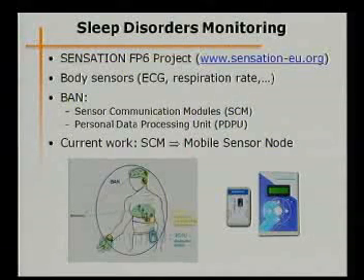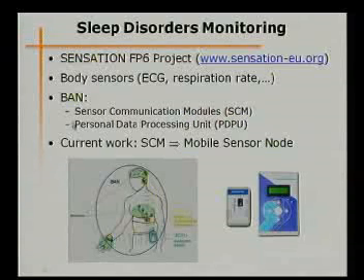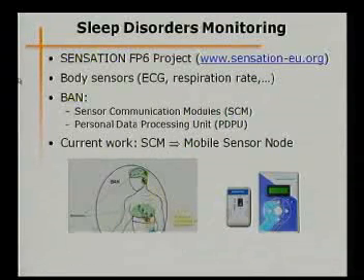The second application is a sleep disorders monitoring system developed within the Sensation FP6 project, and it's made of body sensors for ECG and respiration rate, which are linked to some sensor communication modules, which send all the information to a central unit, which is a personal data processing unit. Currently, these SCM modules are being converted to mobile sensor nodes.